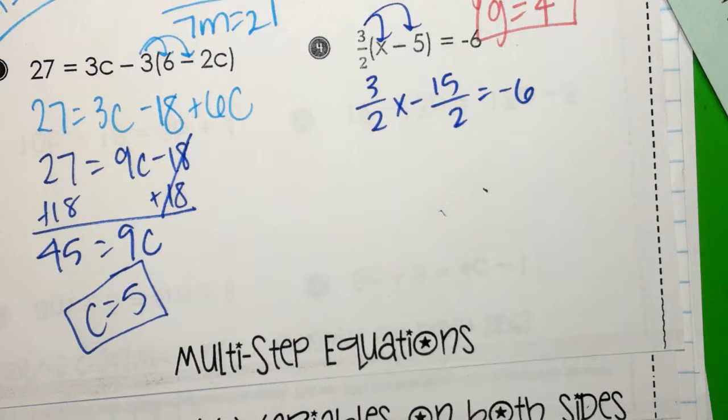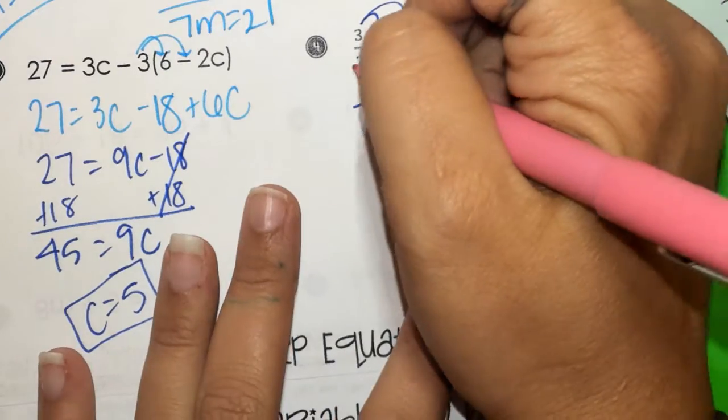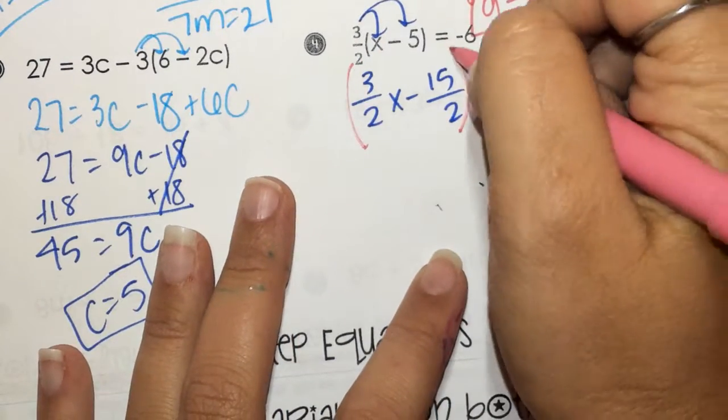No. Make the whole number. Right here. No, wait. I got it. I got one more. I got it. You multiply it on this side by 2. You're wrong.